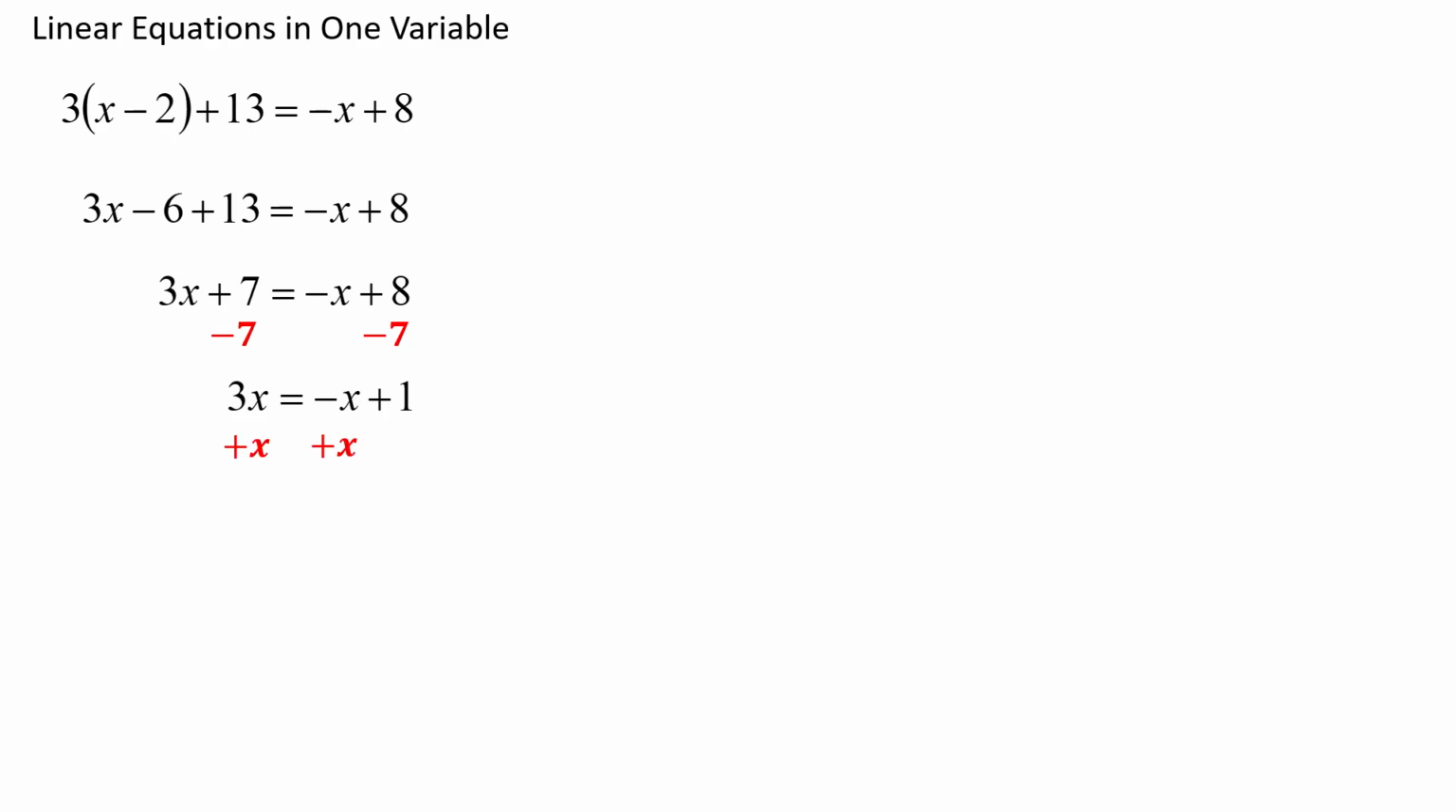Another good choice here would be to add x to both sides. That would cancel out the negative x and get me an even simpler equation. Finally, dividing both sides by 4 will give me what x equals.